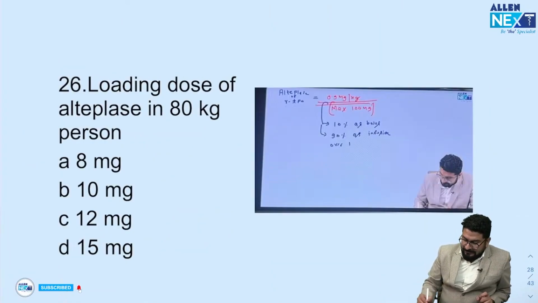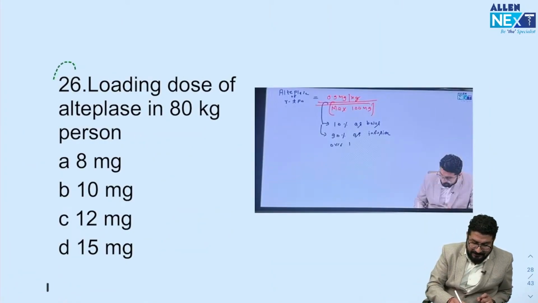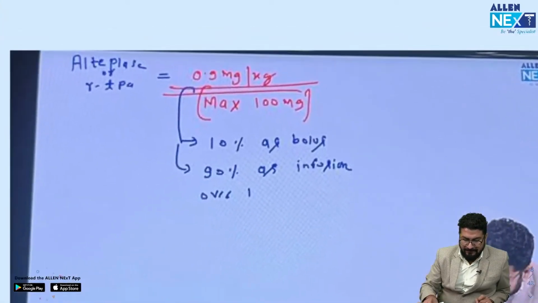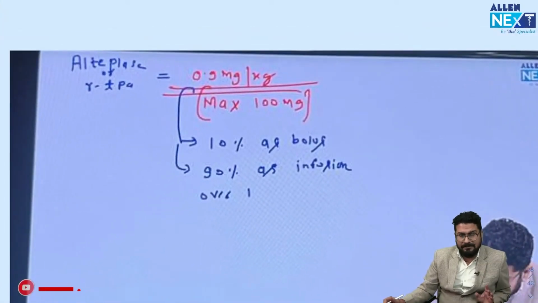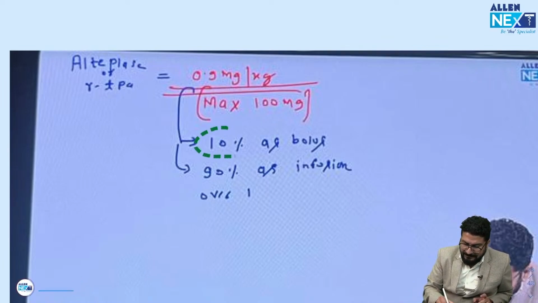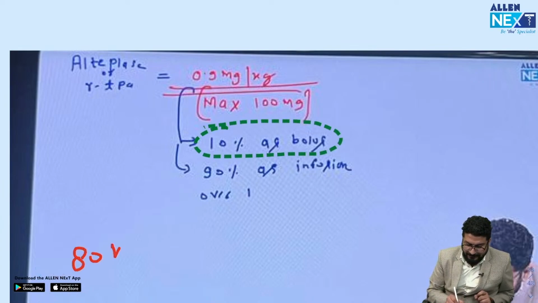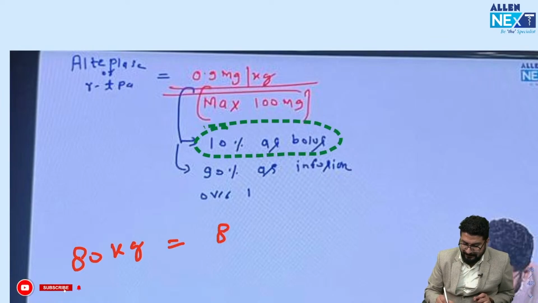Okay, coming to this, it was a dose-based question, an interesting question which came in the exam. So, the loading dose of Alteplase in an 80 kg person. Just look at the screen of what I have discussed. Alteplase we give 0.9 mg per kg. The maximum we give is 100 mg. Initially we give 10% as bolus. Now see, 80 kg is the weight of the person. So how much will you give as bolus? Remember, 10% will be 8 mg.